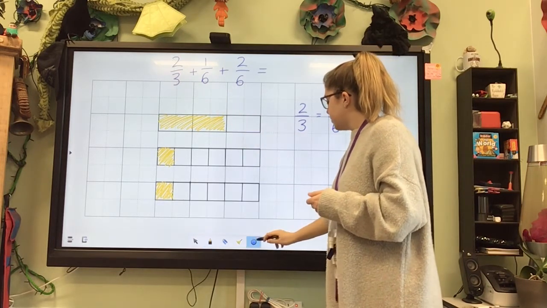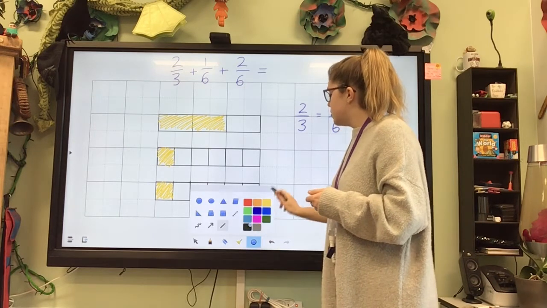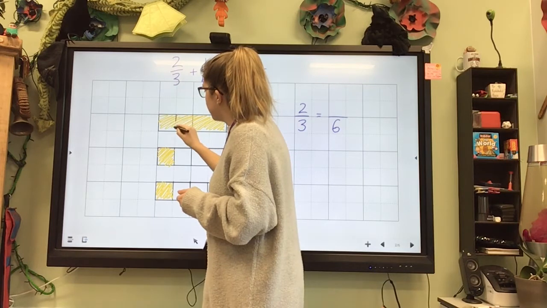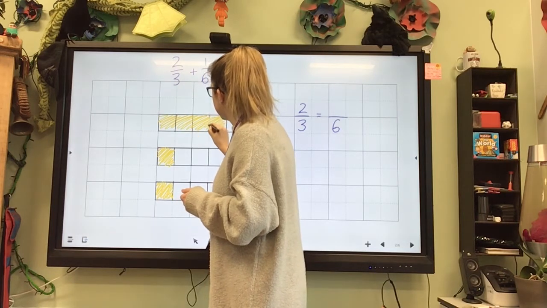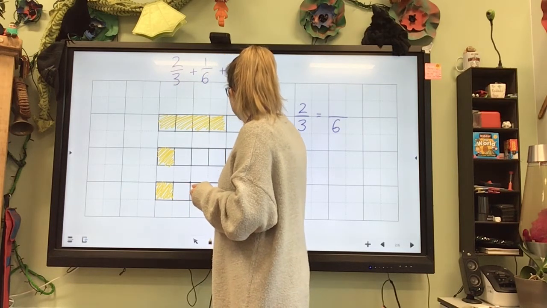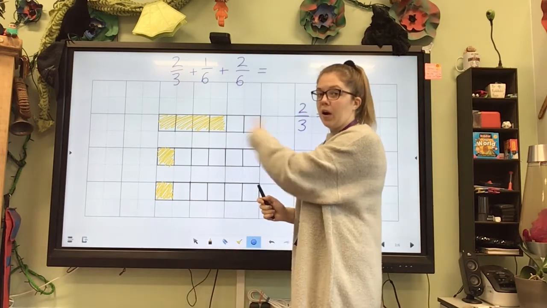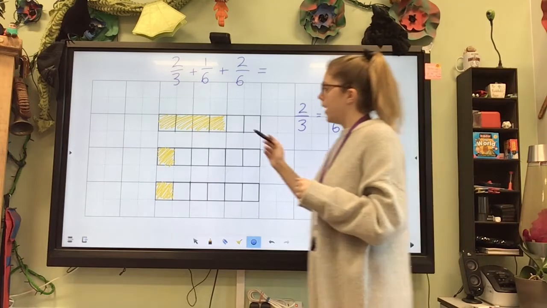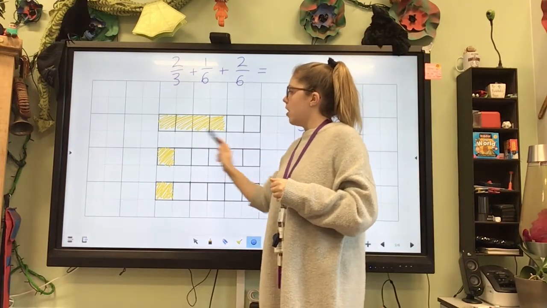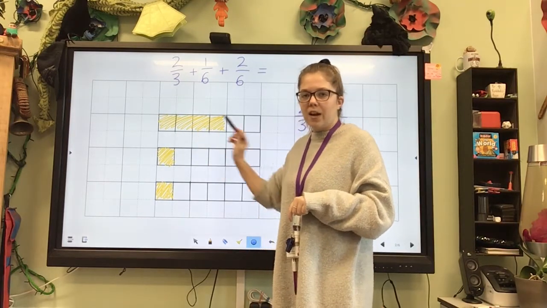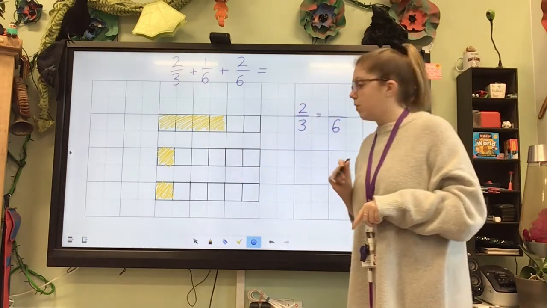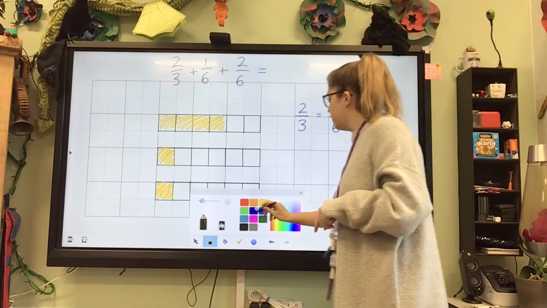So I need to split that bar into 6, not 3. So each of my thirds I'm going to split down the middle like this to give me 6 parts of this bar. 1, 2, 3, 4, 5, 6. Now, can you see what 2/3 is equivalent to in sixths? How many of my sixths is shaded now? And you can see that it is 4.